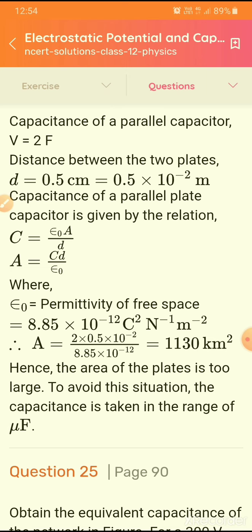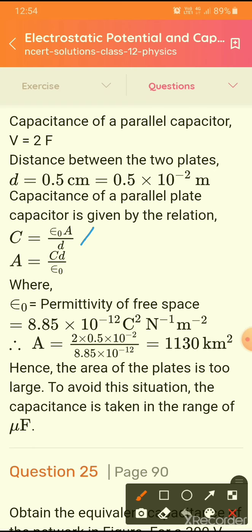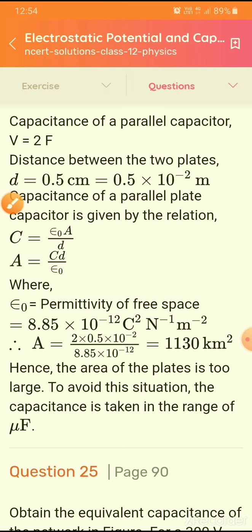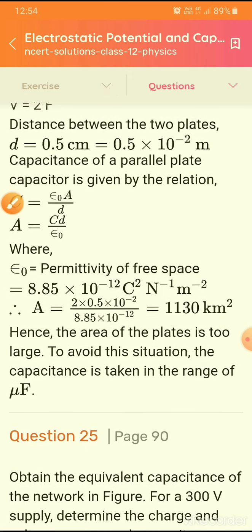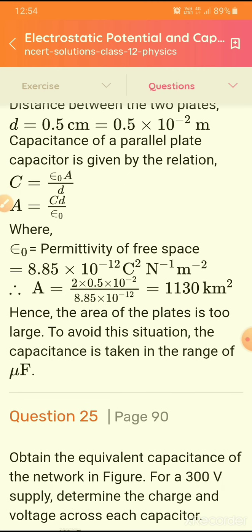d. If you want to find A, bring the d to this side, so d goes up and epsilon naught comes down. So the formula will be A is equal to C d divided by epsilon naught. Here epsilon naught is the permittivity of free space, and its value is 8.85 into 10 to the power of minus 12 Coulomb squared, Newton inverse, meter inverse squared.